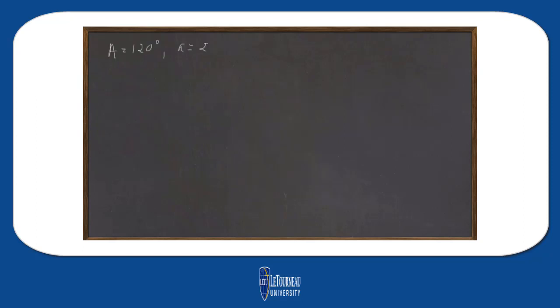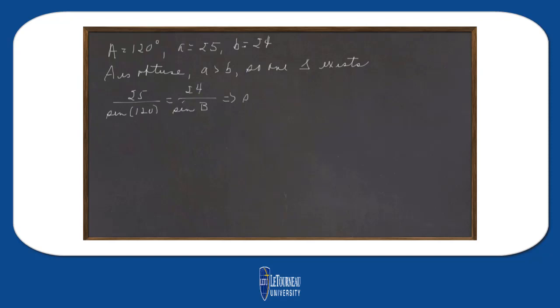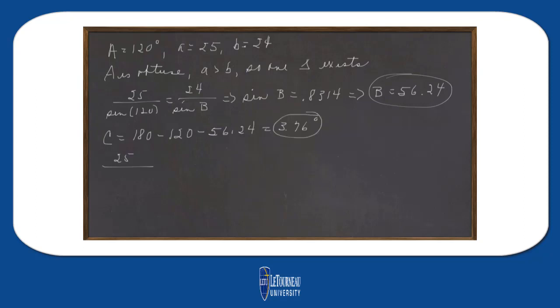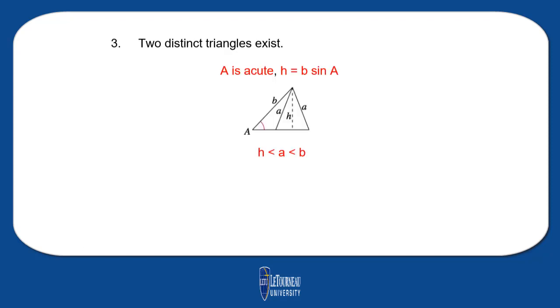All right, let's do another example. A is 120 degrees. Side a is 25, b is 24. A is obtuse. a is greater than b, so one triangle exists. Notice the side opposite the angle is longer than the second side given. So we find angle B. Once we know angle B, we can find angle C very easily by subtracting the two from 180. Then we use the law of sines again to find side c. Use your calculator to do the algebra, and so side c is 1.89.